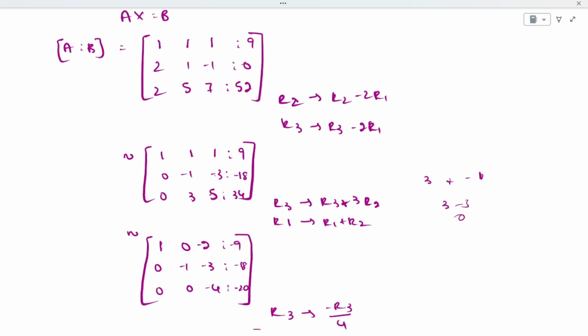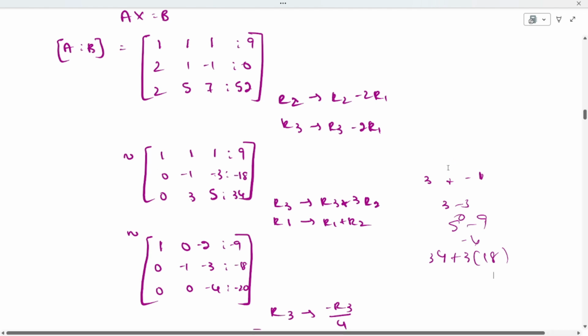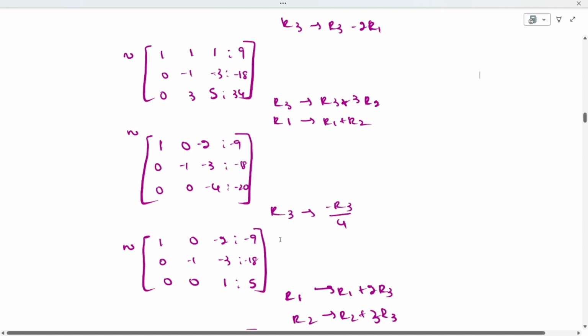Now you have to do, that means 5 minus 9 will give you what? Minus 4. And that is how 34, 34 plus 3 into 18. That means 18 into 3 will give you what? You can do it in the calculator. 18 into 3 will give you 54. 54 minus 34 will give you 20. That is for R2. Okay. Now R1 plus R2 you can do. If you do, you will get it as 1 0 minus 2 and minus 9.